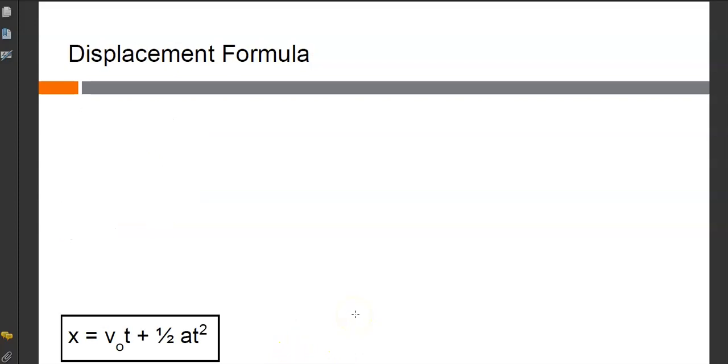I got another one here called the displacement formula. You can see at the bottom that's what we're trying to cook up. I want to derive this formula down here. This one takes a little bit more doing. There's a really nice way to do it with calculus that's almost painless, but right here we're going to do something kind of similar.